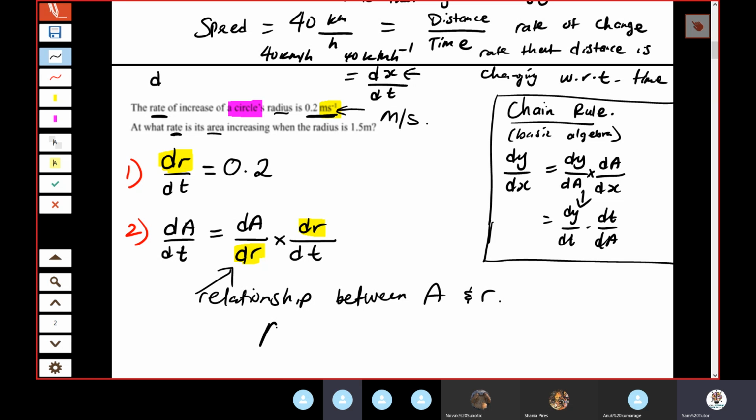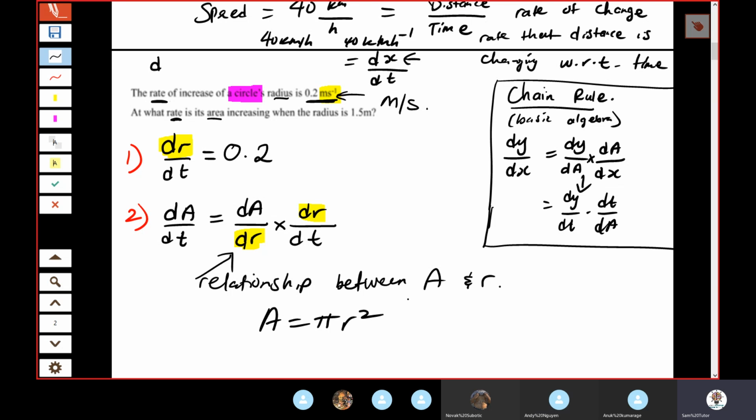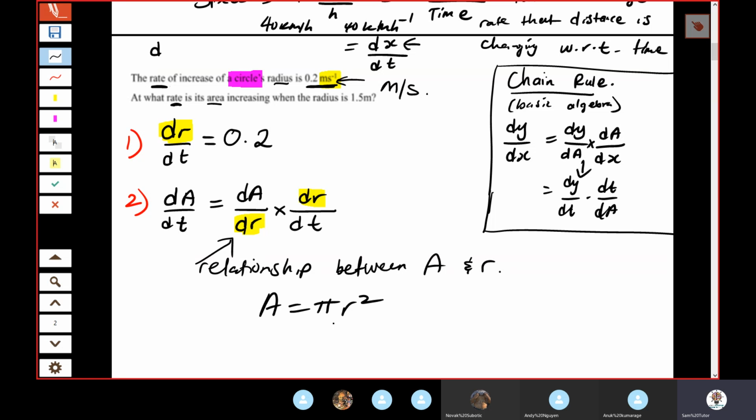A equals pi r squared. That's all. There's your relationship. A equals pi r squared. Now, once you've found your relationship, which is obviously easy to identify, you go dA on dr. You're differentiating A with respect to R.